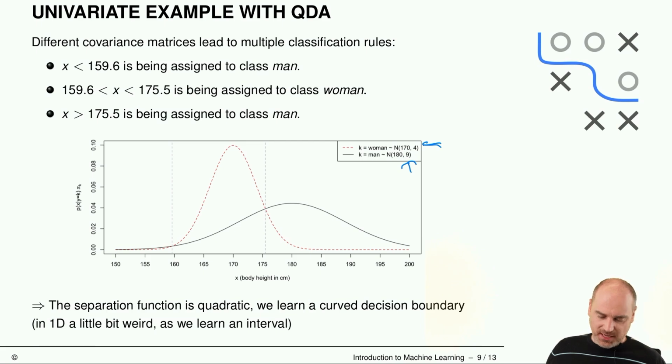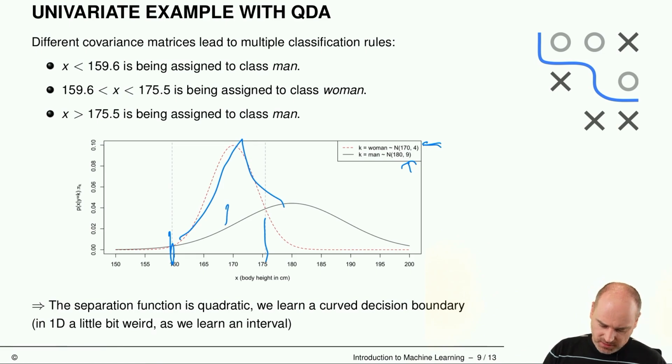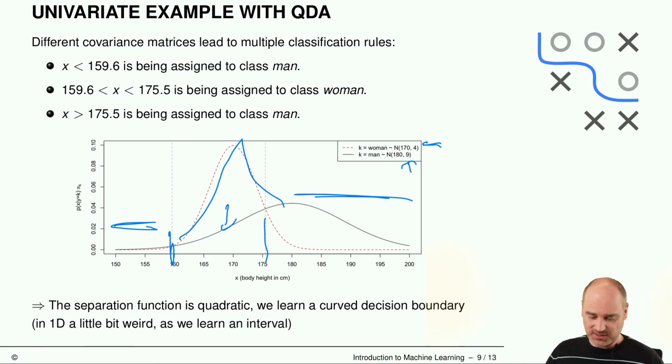I just wanted to continue this simple example here. And this now leads to the following classification rule. If we are inside of this interval, which is the region where the red class conditional density is above the black one, we would classify everybody to be female, and outside of that interval, we would classify everybody as male. It really makes no sense, but this is what would happen here. In this case, we would have constructed what we call a quadratic decision boundary, which in this 1D case weirdly is an interval.